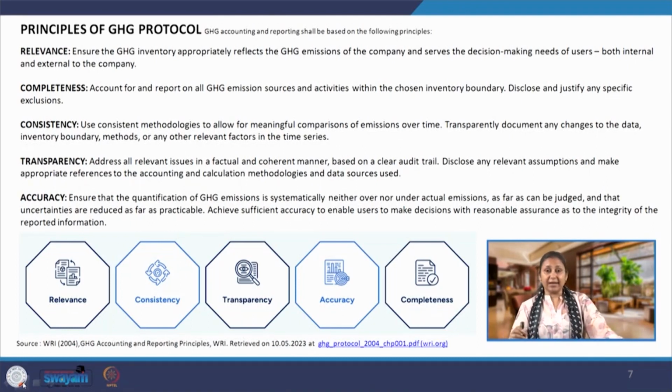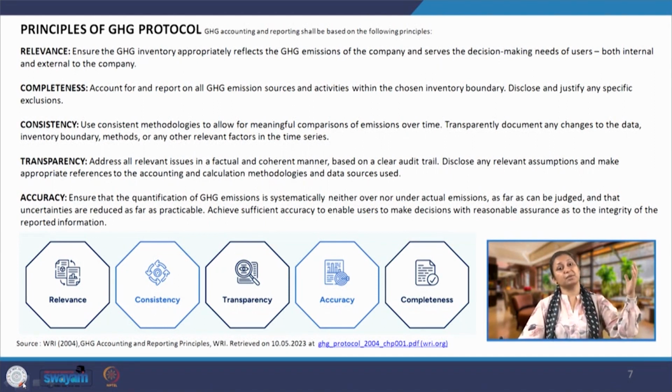Now, quickly going over the principles of the GHG Protocol. Basically, how the accounting and reporting shall be done to make it standardized and uniform across. There are 5 distinct principles. First is relevance. We have to ensure that the GHG inventory, we will come to the GHG inventory, but basically it is the inventory of different types of activities and related emissions that are there. So, what all is going to be included in that?